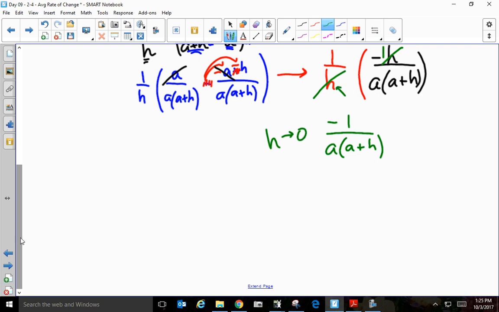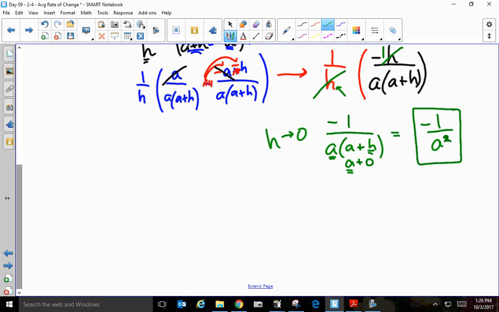If I put a 0 here, no good. I can put a 0 here. What's a plus 0? Anything plus 0 is itself, it's just a. And what's a times a? That's your slope. Now, that was a little bit more complicated, but that's it.